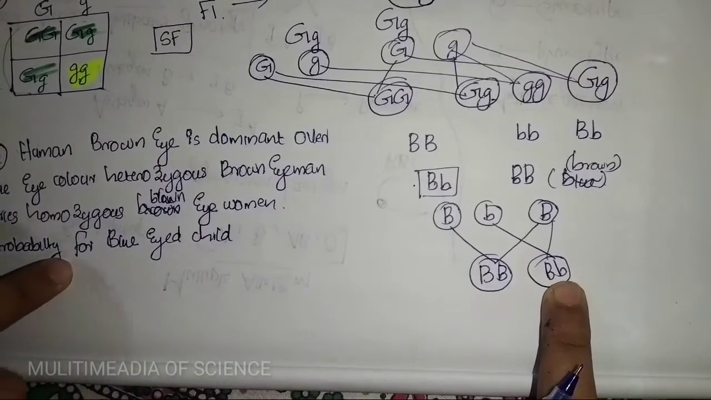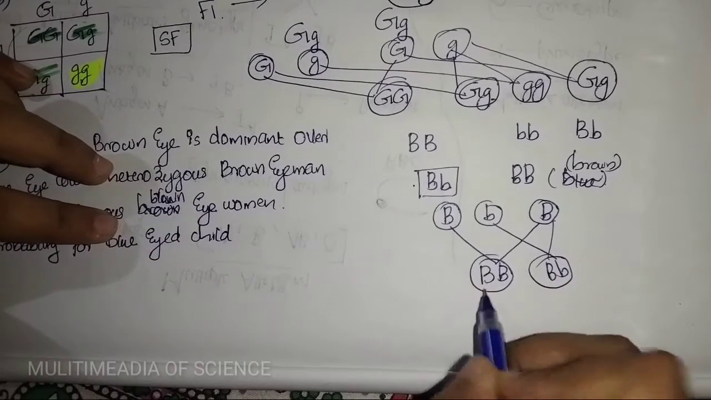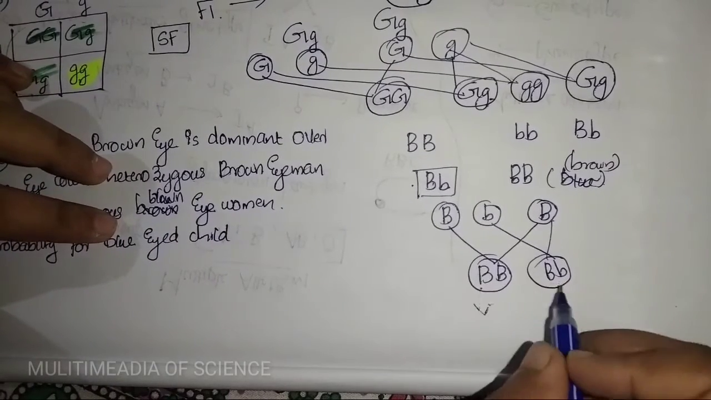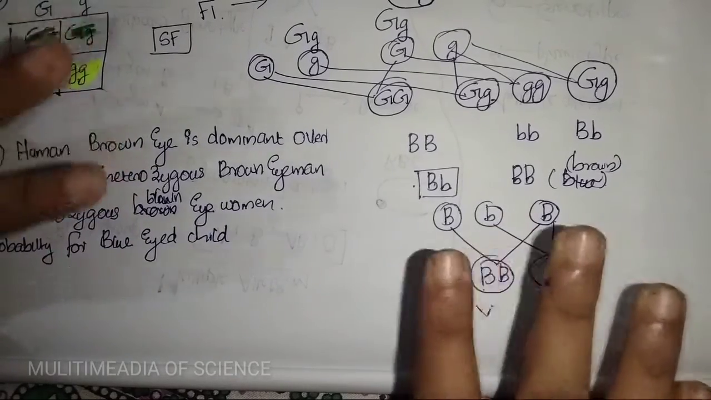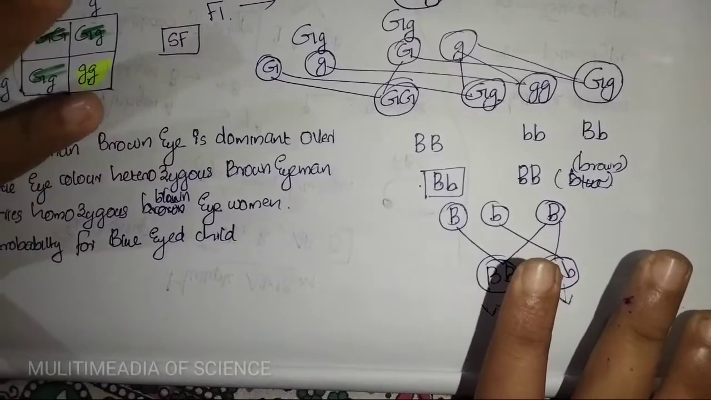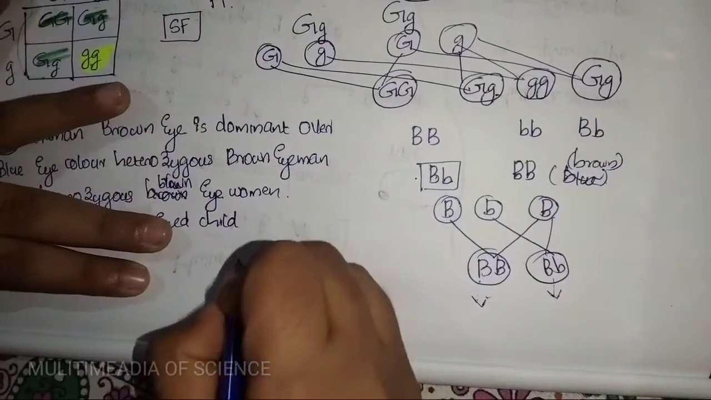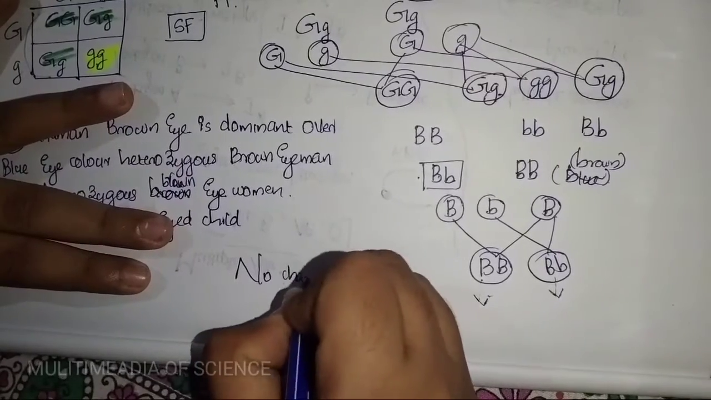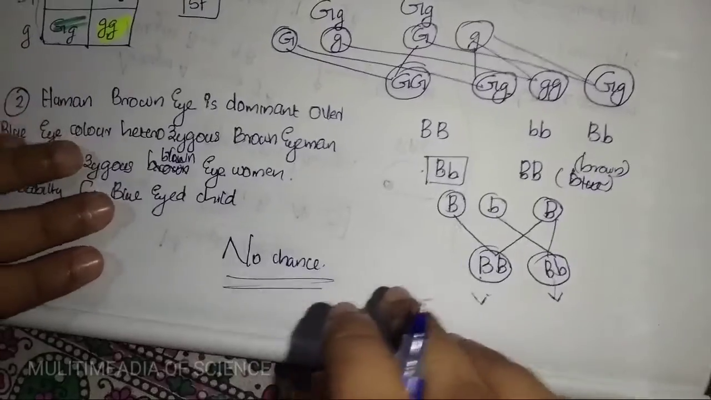So what is our question? Find the probability for the blue-eyed child. There is no blue-eyed child. It is homozygous brown. It is heterozygous brown. So there is no possibility, no probability for the blue-eyed child. So there is no chance. That is the answer. No chance for any blue-eyed child. Okay, clear. Next question.